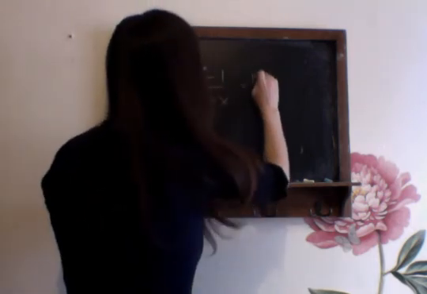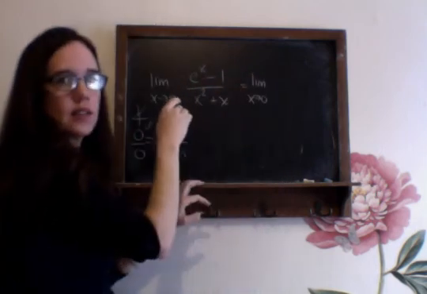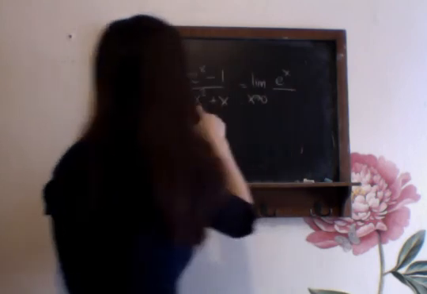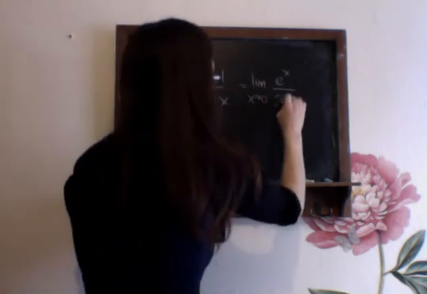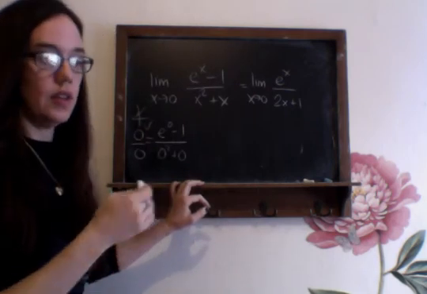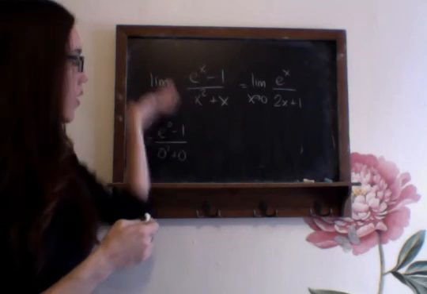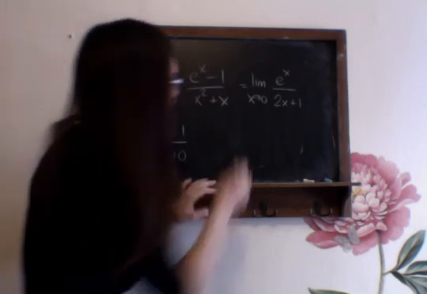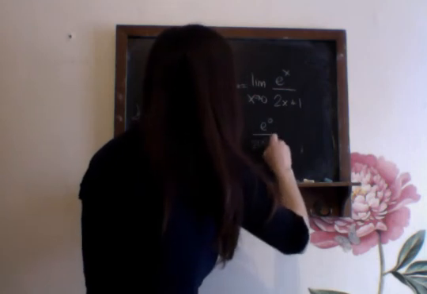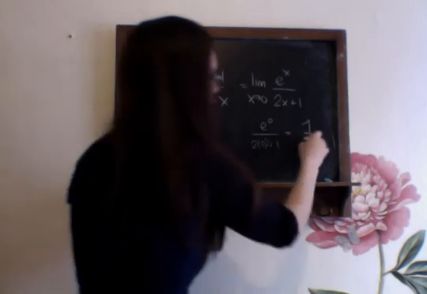So this is limit as x goes to 0. The derivative of e to the x is e to the x. The derivative of 1 is 0. The derivative of x squared plus x is 2x plus 1. Now go back to the beginning of the problem when you try and plug in the limit value. So plug in 0, e to the 0 over 2 times 0 plus 1. E to the 0 is 1. 0 plus 1 is 1, so the answer is 1.